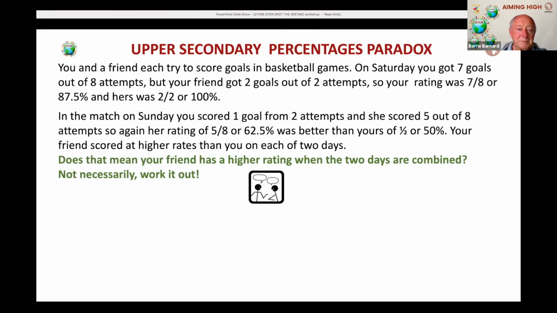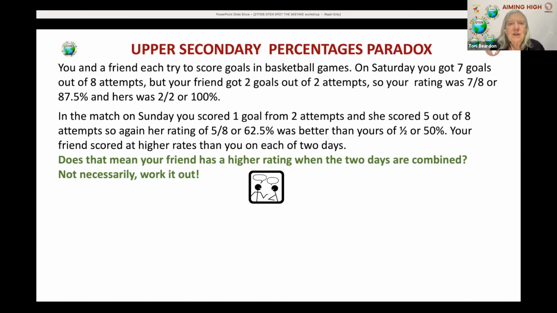So now to move on to upper secondary, we're going to think about some situations where we get percentage paradoxes again, and other things that go wrong, where we can be quite sure of something and actually be wrong.